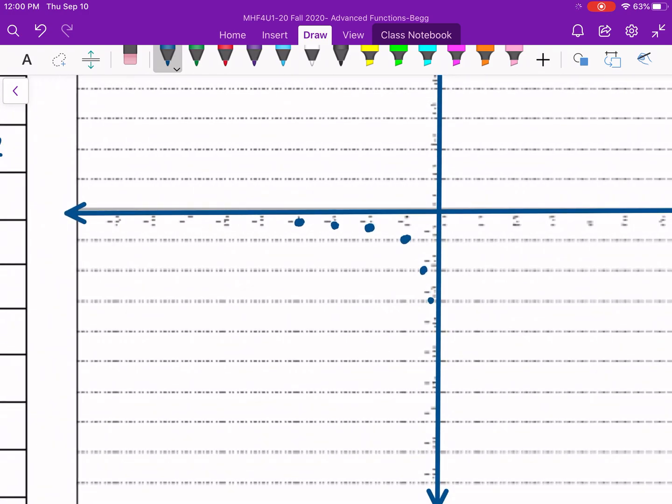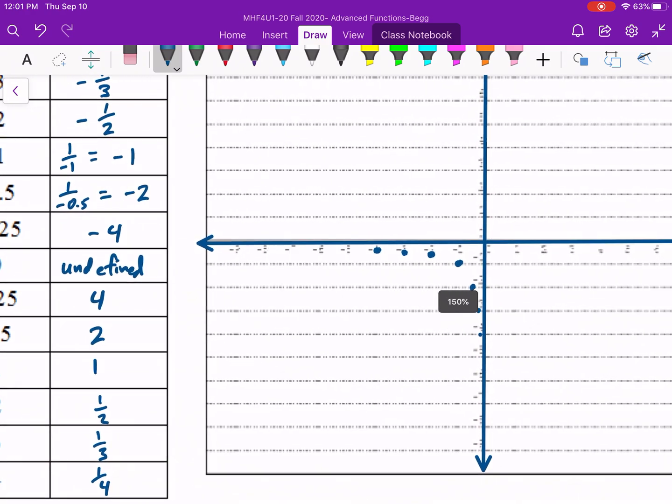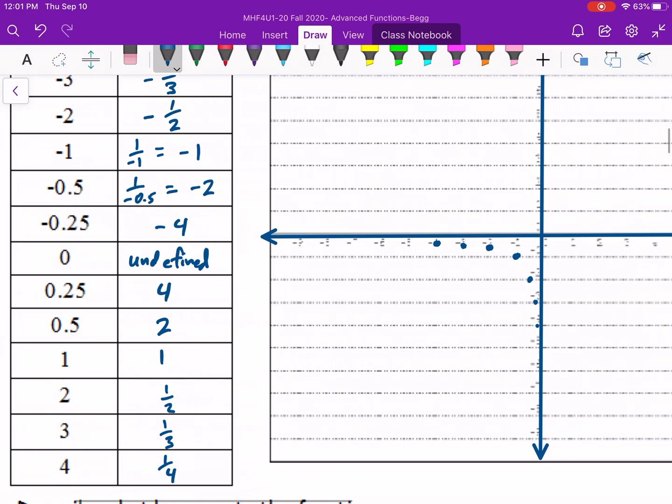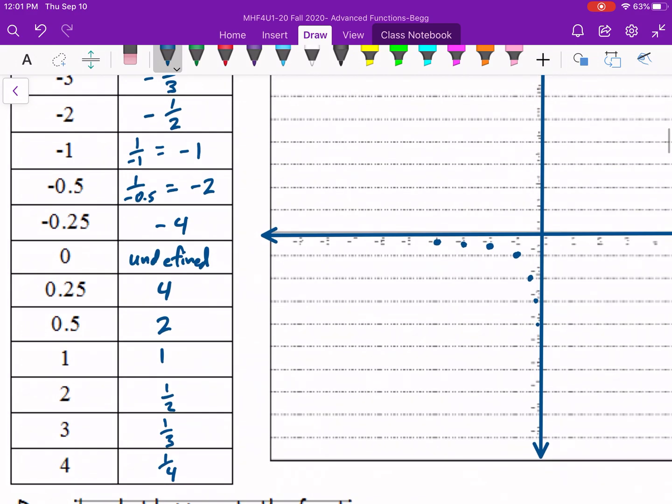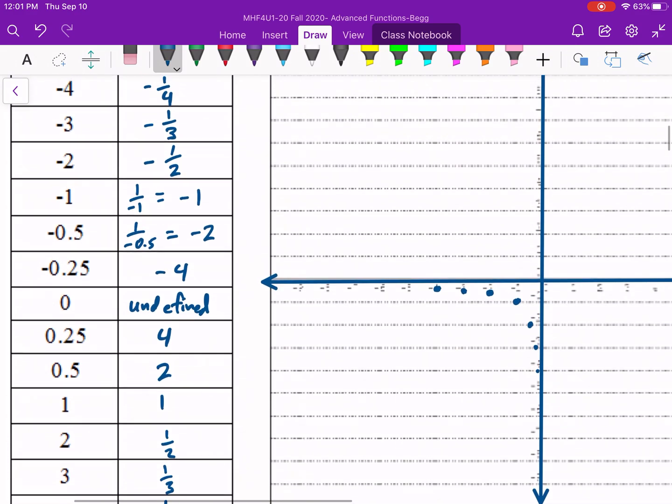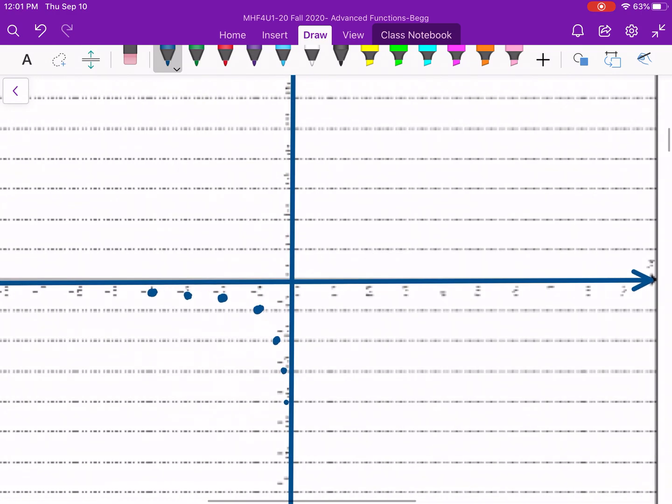-1/3, -3, -1/4, -4. Alright, so we got these points here. Then when we get to an x value of 0, it's undefined. But then I start at +1/4 and +4, and so that picks up again about here, 1/3, 3, 1/2, 2.